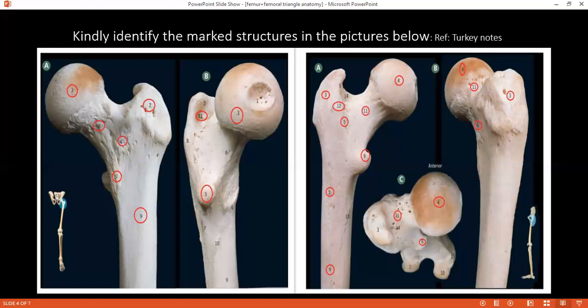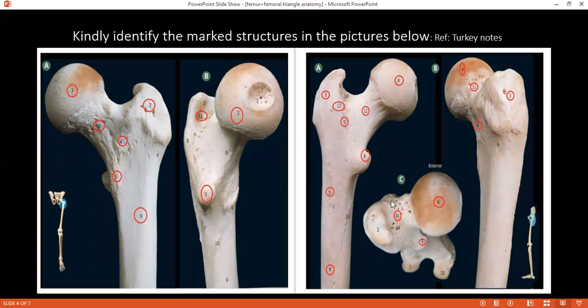Okay, what is 9, please? Sorry, 9 is here. 9 is the gluteal tuberosity. Yes. What is this 5, please? 5 is the lesser trochanter. 11 is the trochanteric fossa. 3 is the head of the femur.